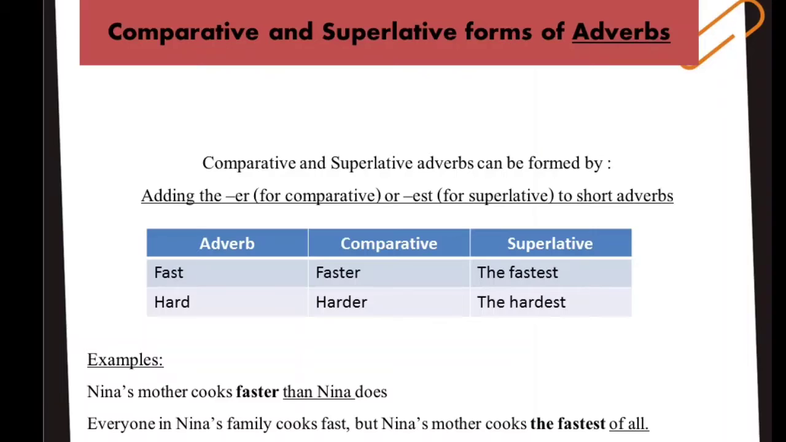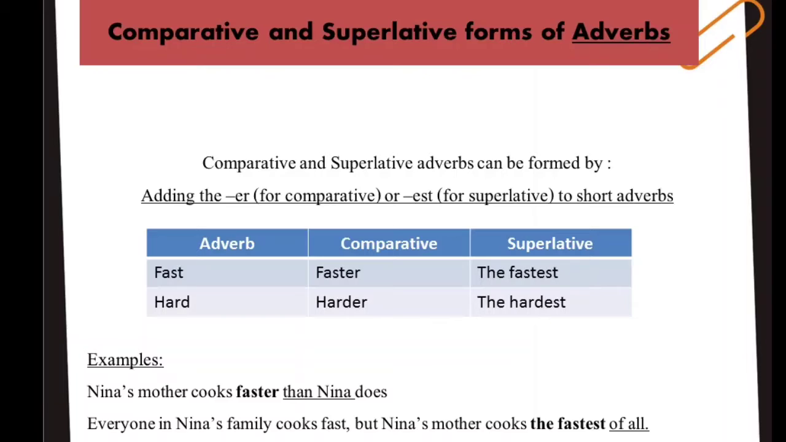Comparative and superlative forms of adverbs. Not only adjectives can be compared, but also adverbs. Comparative means the comparison between two things or persons. Meanwhile, superlative is the comparison between more than two things or persons.